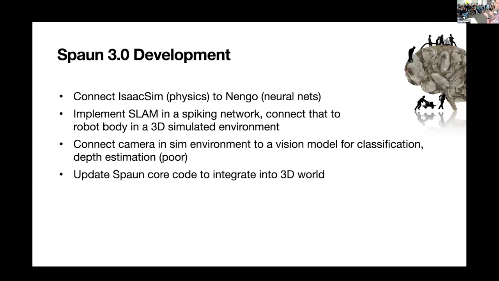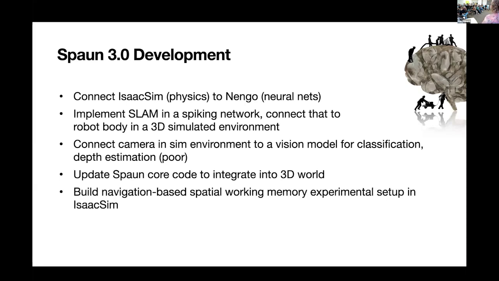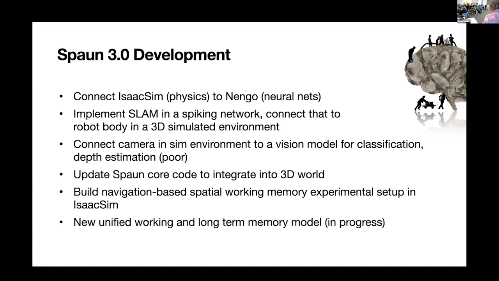So one of the things we also want to do is we want the new model to do everything that the old model did, plus stuff, right? So we're trying to, again, make sure that it's clearly an advance over the previous work. And we've built a navigation-based spatial working memory experiment. I will be showing that in more detail, and that's basically the kind of example of the type of thing that we'd like to do more of with this model.